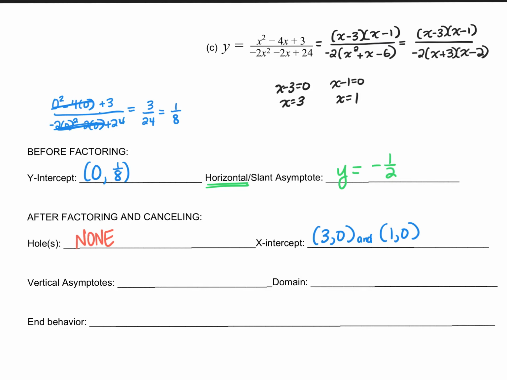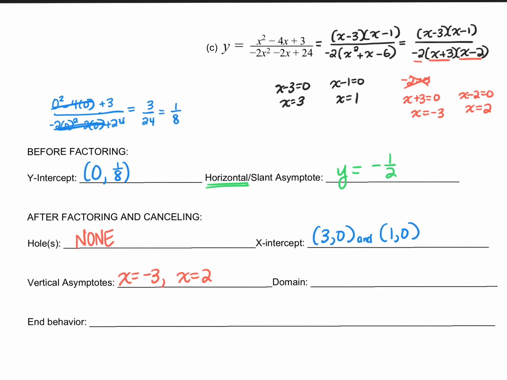So then vertical asymptotes come from looking at the denominator. So I'm going to look at each of those factors, all 3 factors really. So if I take negative 2 and set it equal to 0, that doesn't make any sense. So that doesn't actually give us any usable information. But if I take x plus 3 and set it equal to 0, I get x equals negative 3. And if I take x minus 2 and set it equal to 0, I get x equals 2. Those are my 2 vertical asymptotes. So x equals negative 3 and x equals 2.